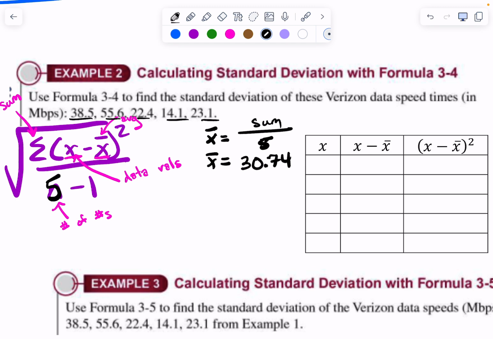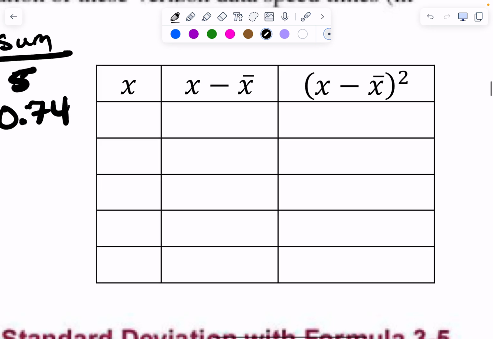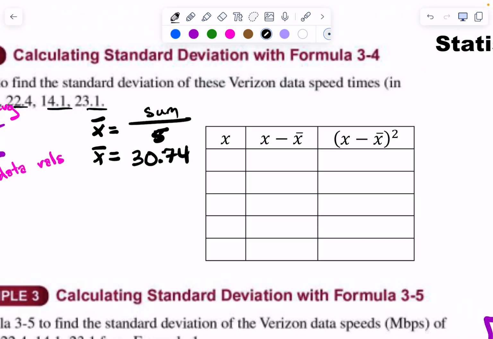Here we go. This table is used to assist you. Wait, don't we need the sum?